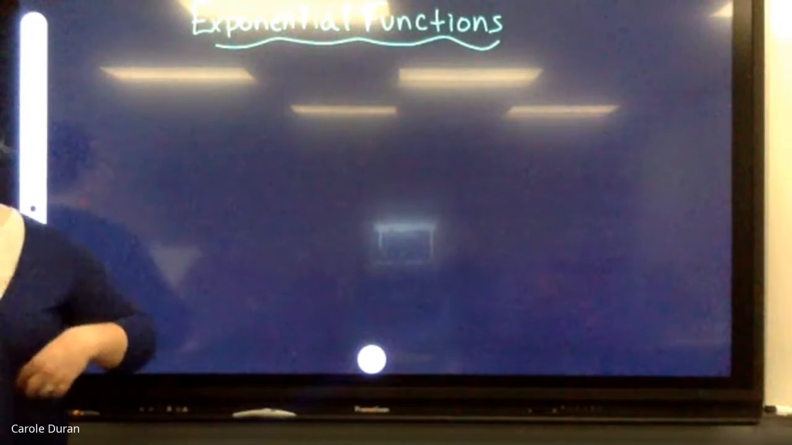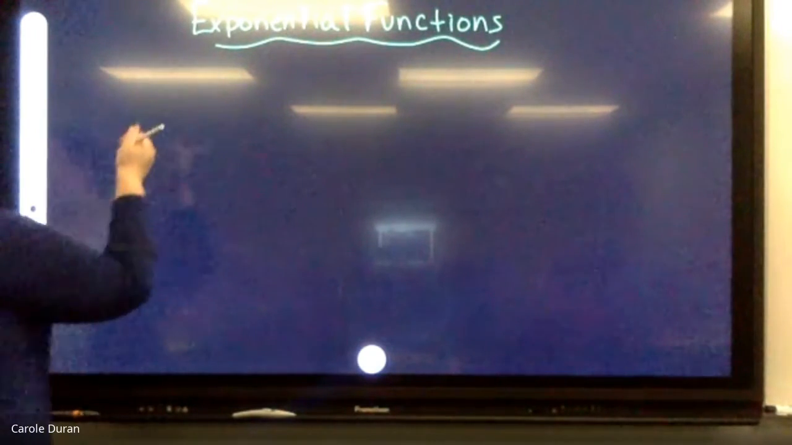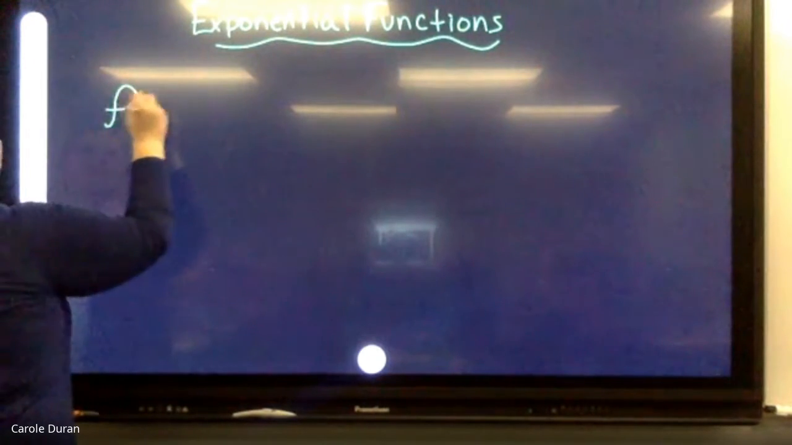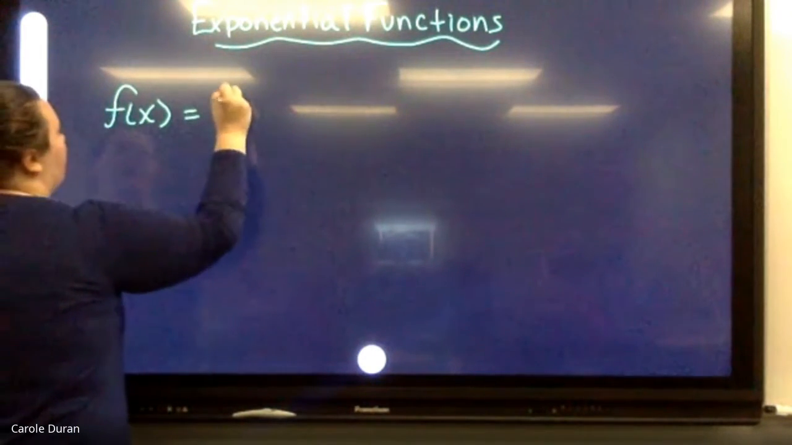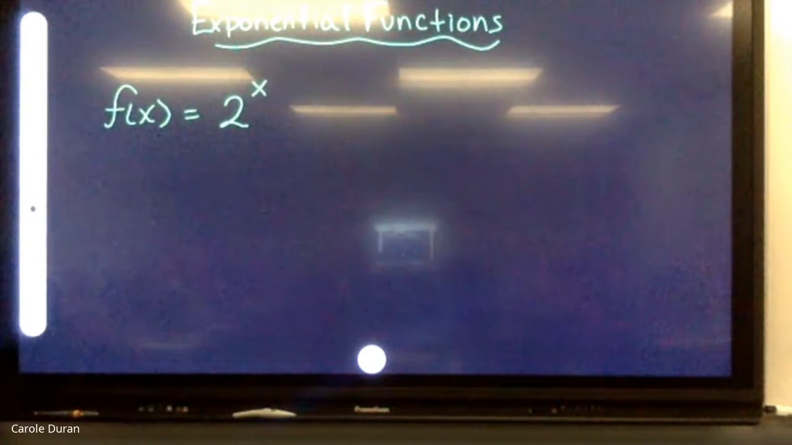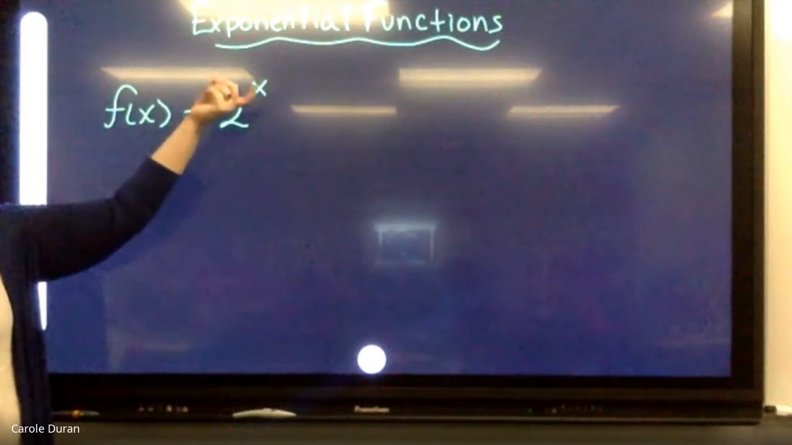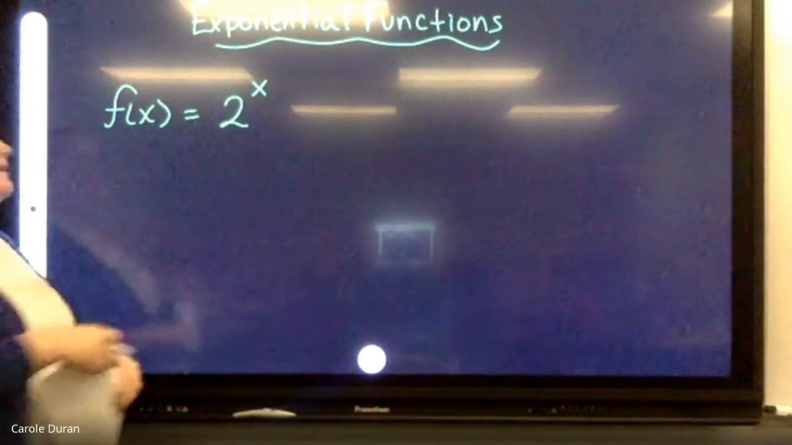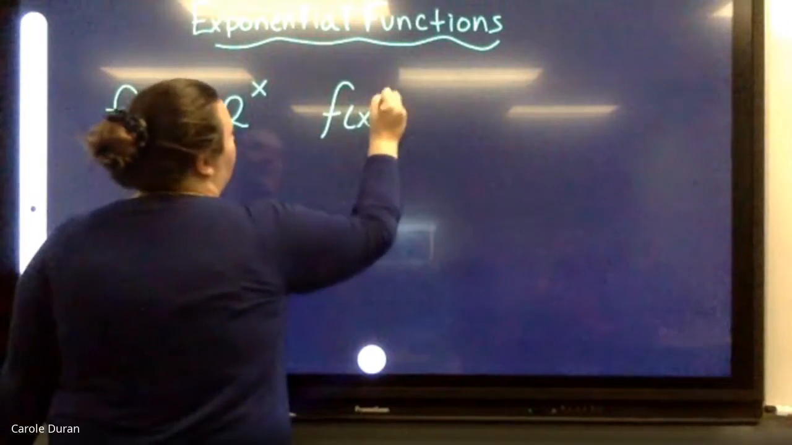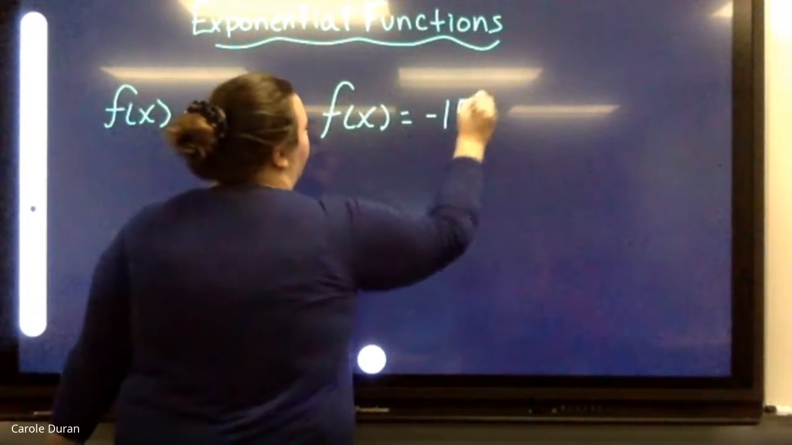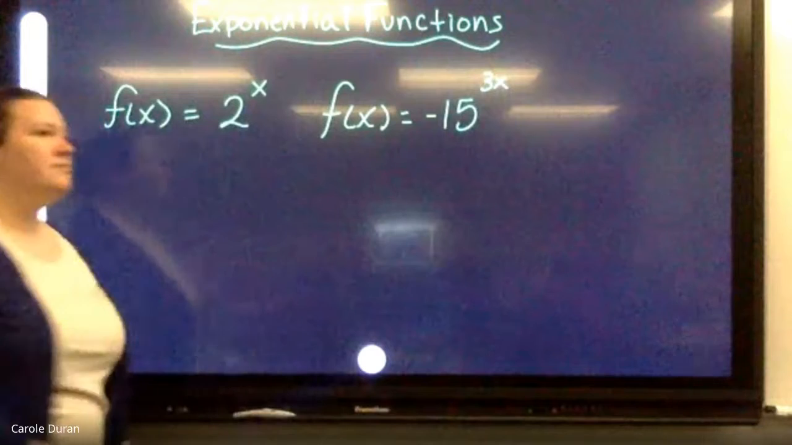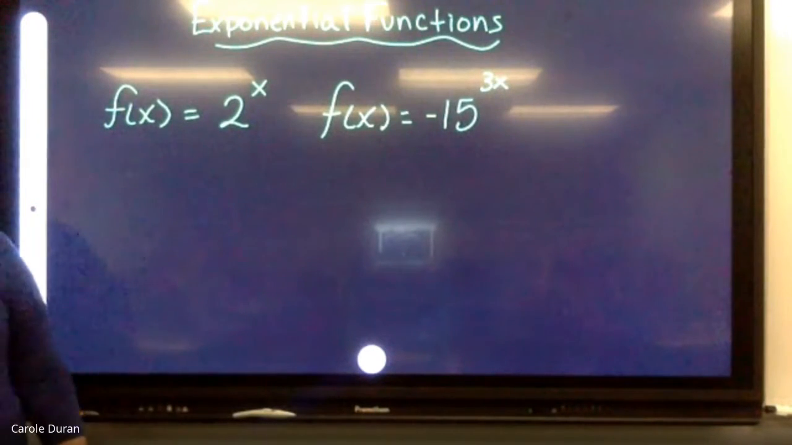So exponential functions are functions that have a constant as a base and a variable in the exponent. So for example, 2^x is an exponential function. I have some number as my base and my variable is present in my exponent. Another example could be, I don't know, (-15)^(3x). The variable is still in the exponent, and I still have a number as a base. Anytime you have a variable in the exponent and a number as a base, it is an exponential function.